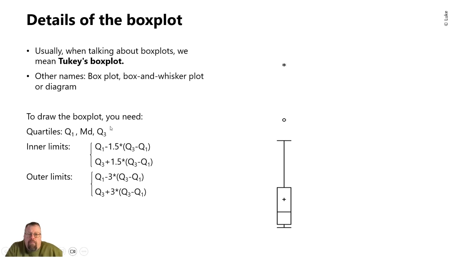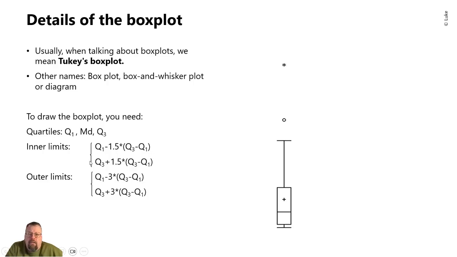When we are drawing the box plot, we need information about quartiles: lower quartile, upper quartile, and median. And we also specify these inner and outer limits. The lower inner limit is the lower quartile minus 1.5 times the interquartile range.